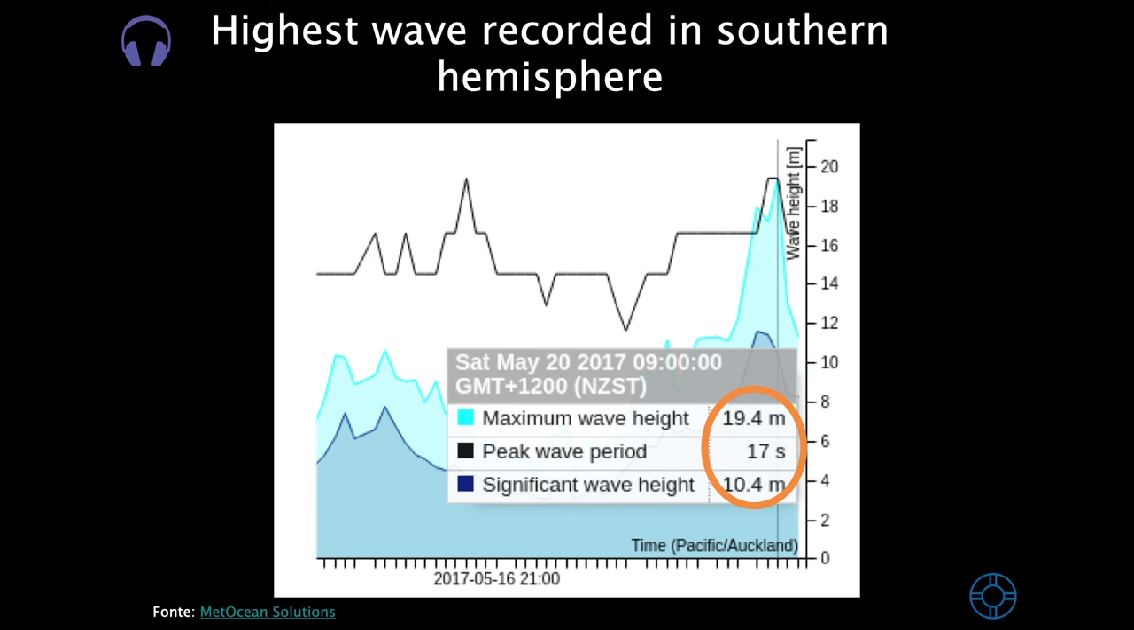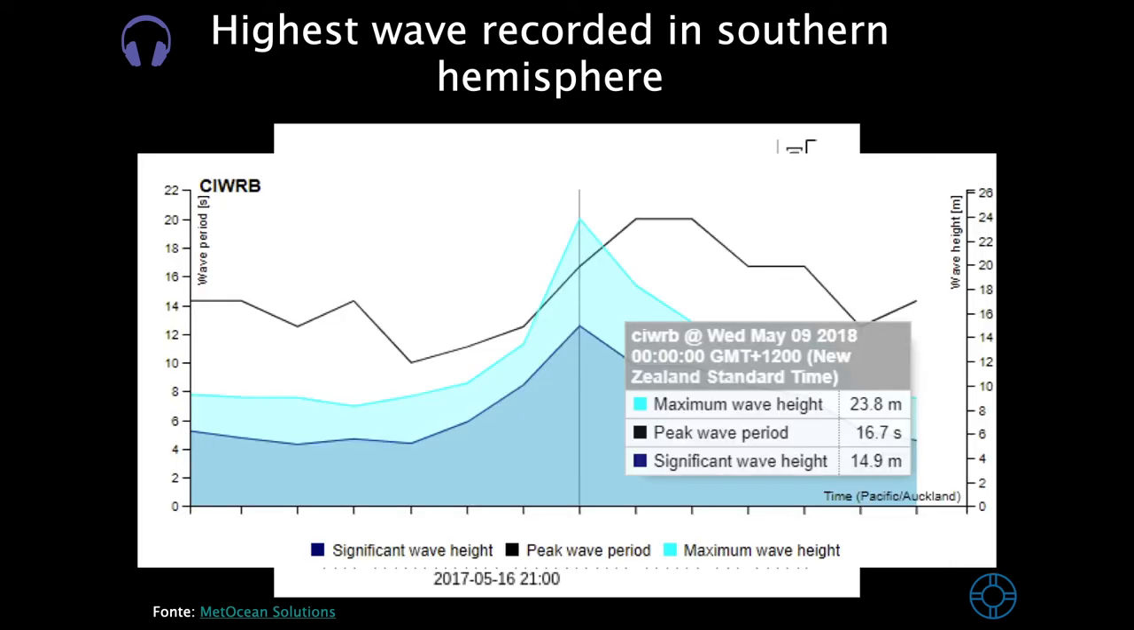And then, almost 1 year later, on the 19th of May 2018, the same company measured another high wave in the Southern Ocean that is currently a world record for the Southern Hemisphere. The wave reached 23.8 meters and had a period of 16.7 seconds during a sea state where significant wave heights were about 15 meters.